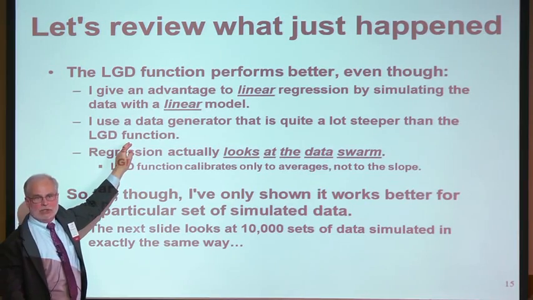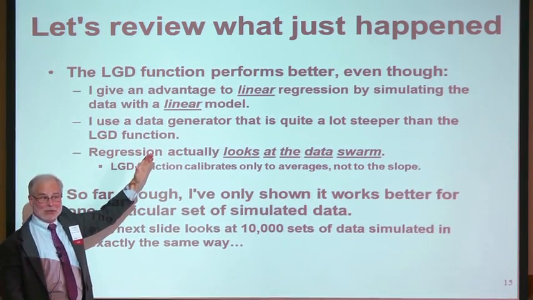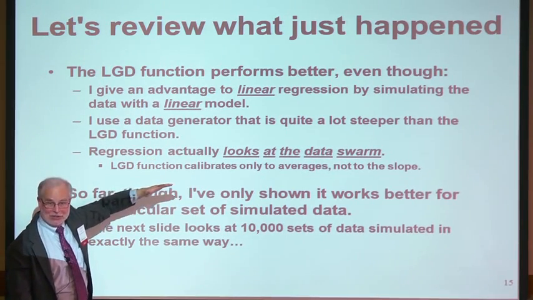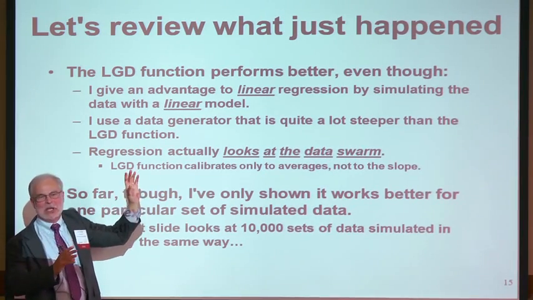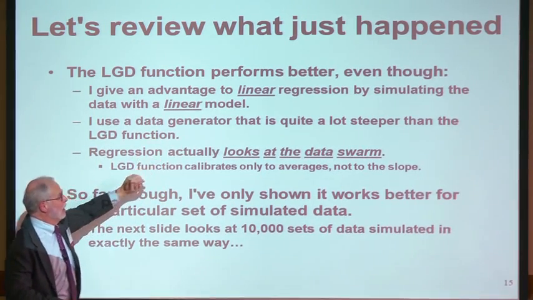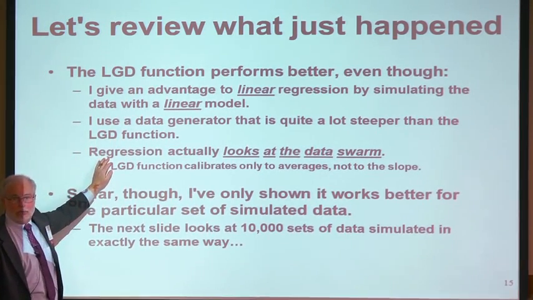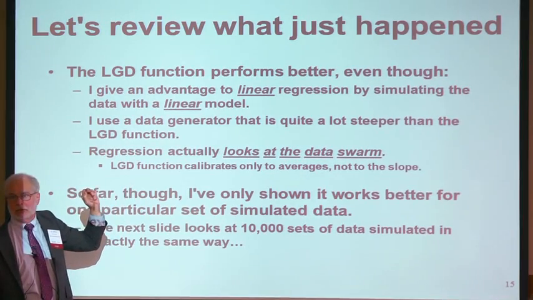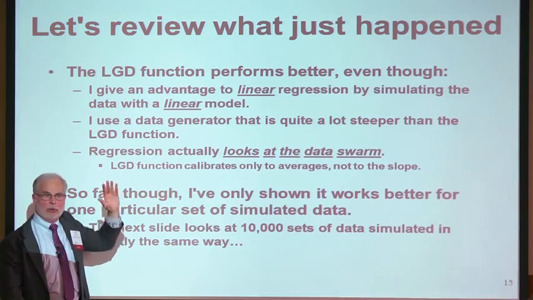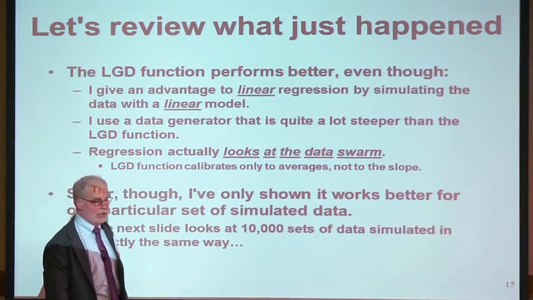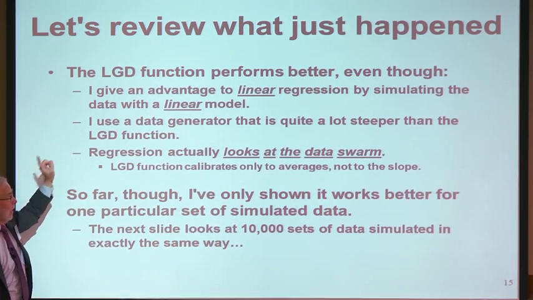Second, I used a data generator that's quite a lot steeper than the LGD function. I could have made the LGD function look better by using a shallower data generator. So even if the data generator is too steep, that's okay. I can beat the regression, and at least I did once. And you'd think this would help too: the regression actually looks at the shape of the data swarm. You'd think that would help, but it didn't. By looking at the data swarm, the regression was misled. The line was too steep. So these are the problems that we encountered on one simulation run.